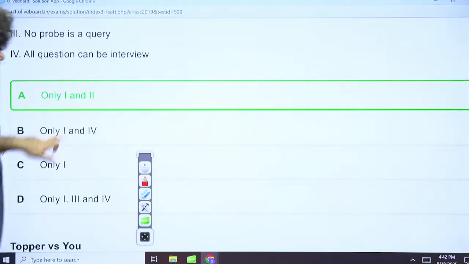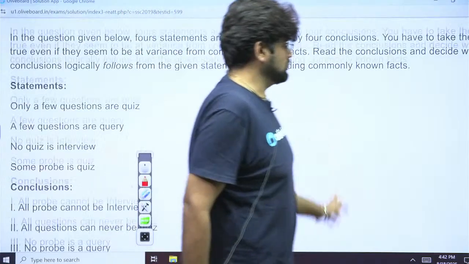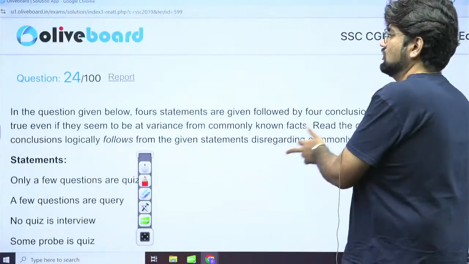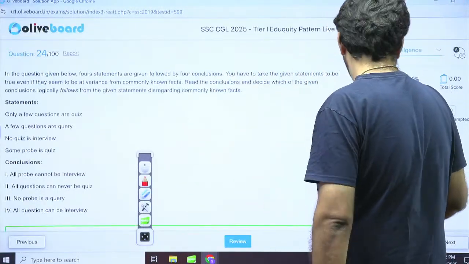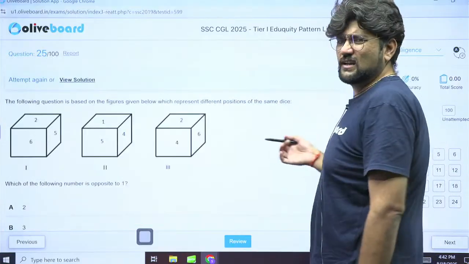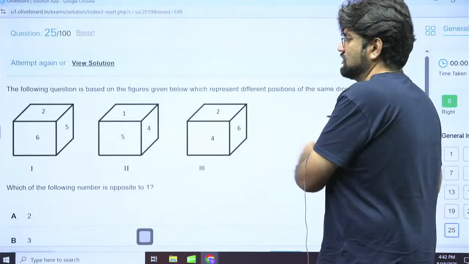Cool. How much time? 58 seconds. Too much. Probably only a few is something which the person is not in practice with. That is why the time. This could have been also done in 30 seconds approximately. 30-35 seconds at max.